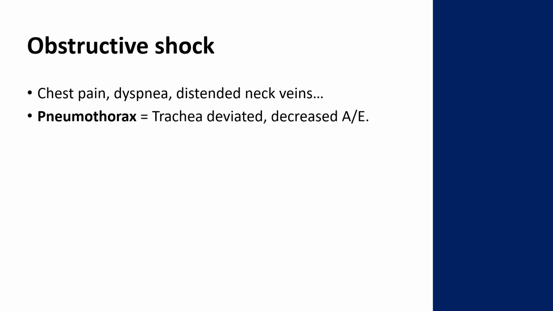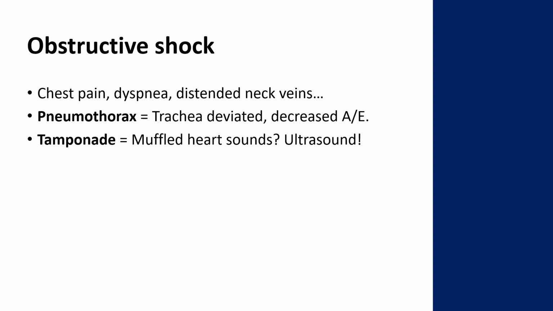Virtually every form of obstructive shock comes on with some combination of chest pain, shortness of breath, and distended neck veins. We talked about pneumothorax as an example of that, where you might see some tracheal deviation, or if you listen to their chest, you might have decreased air entry on one side. Tamponade is another example that we talked about, where classically you see chest pain, distended neck veins, and muffled heart sounds. But I think most people are probably using an ultrasound to make this diagnosis.